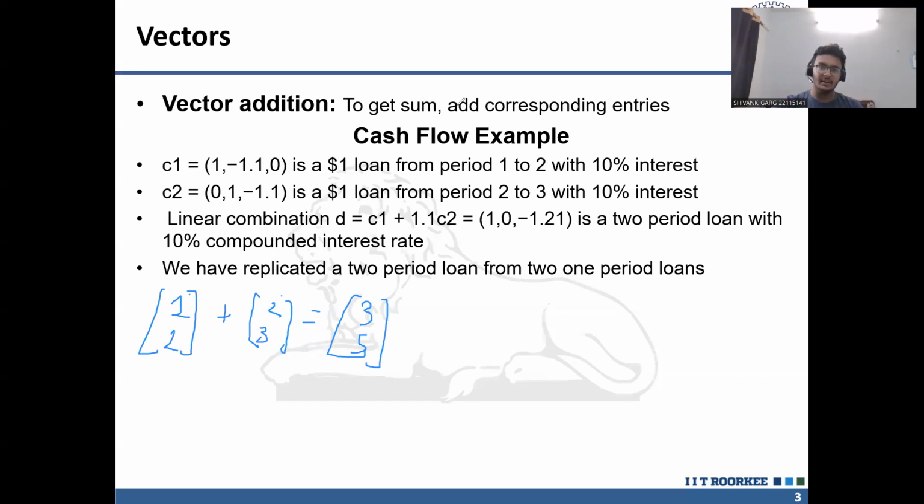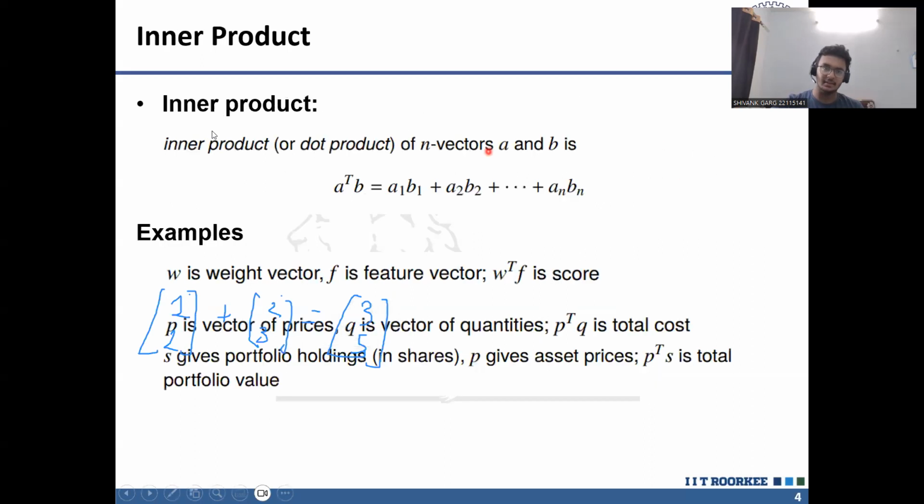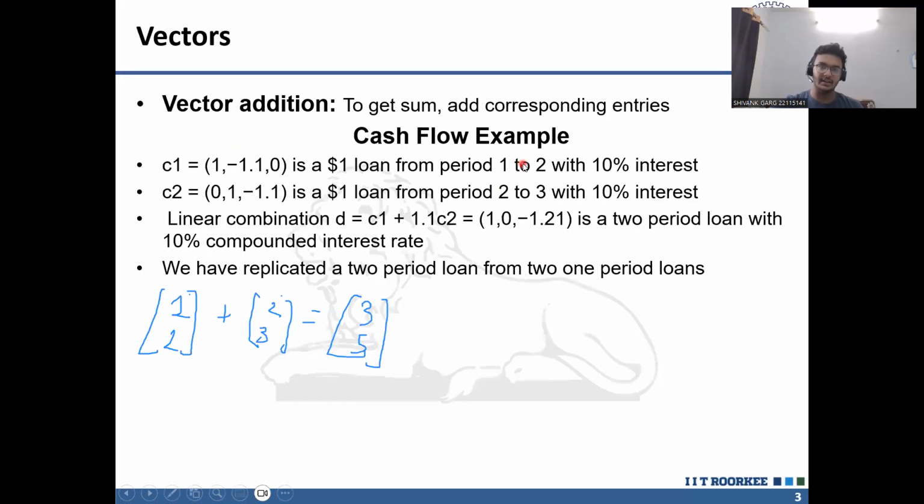So how is it useful? We will look at an example from finance. For example, C1 represents the cash flow. Here in the first year, you have a cash flow of positive one, meaning you have taken a loan of $1 from a bank, but there is an interest rate of 10%. So in the second year, you are required to pay $1.1. But now consider C2, which is this.